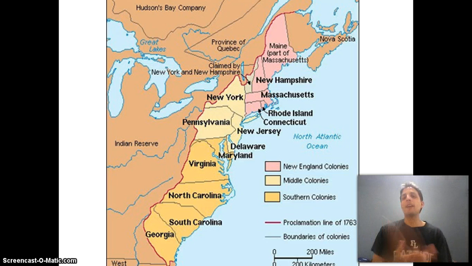The North is going to use a system of gradual emancipation to abolish slavery after the American Revolution. Immediate would mean they pass the law abolishing slavery, and then every single slave is automatically free, like the next day. The North doesn't do that.